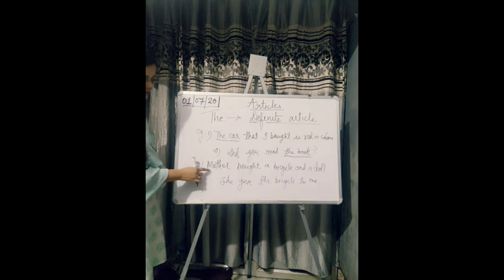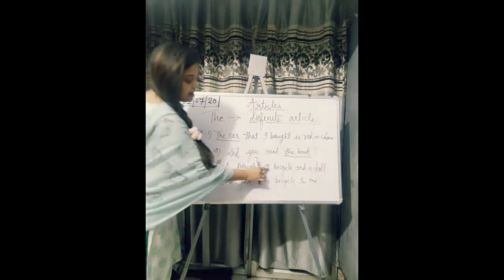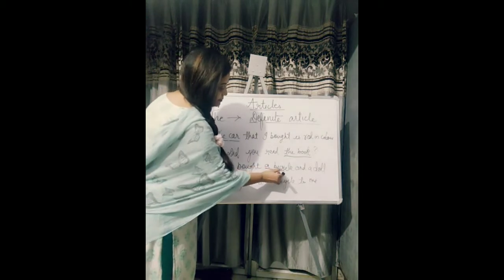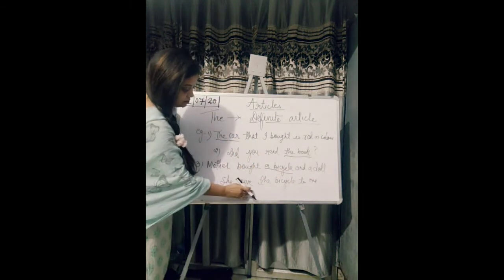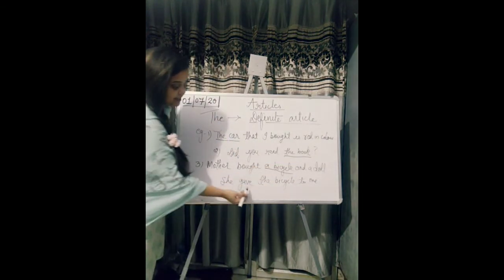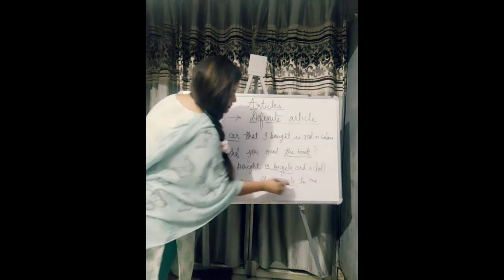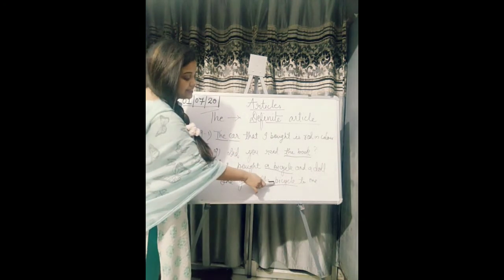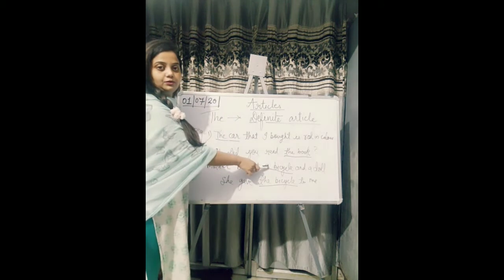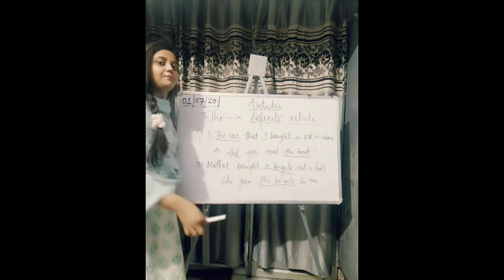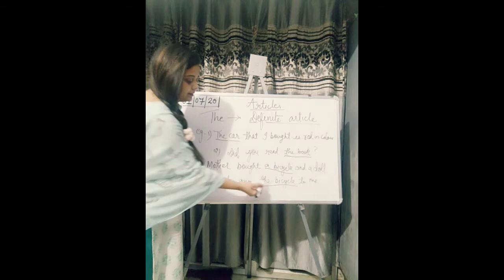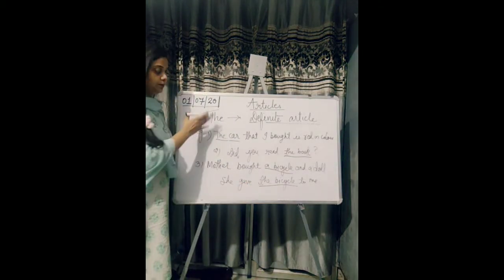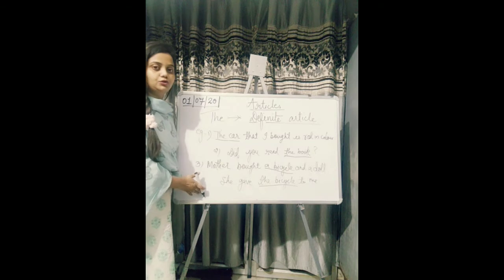Can you see here? The third example. Mother bought a bicycle and a doll. So over here I have written "a bicycle". But in the second sentence, after the full stop, I have written "she gave the bicycle to me", because over here we are repeating the noun. Bicycle is already mentioned. So when we are mentioning the same noun again, then before that we use "the". Okay, I hope this is clear to all of you.